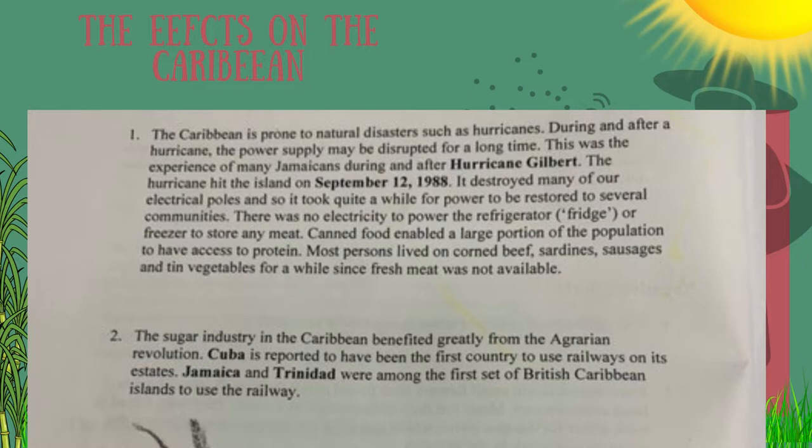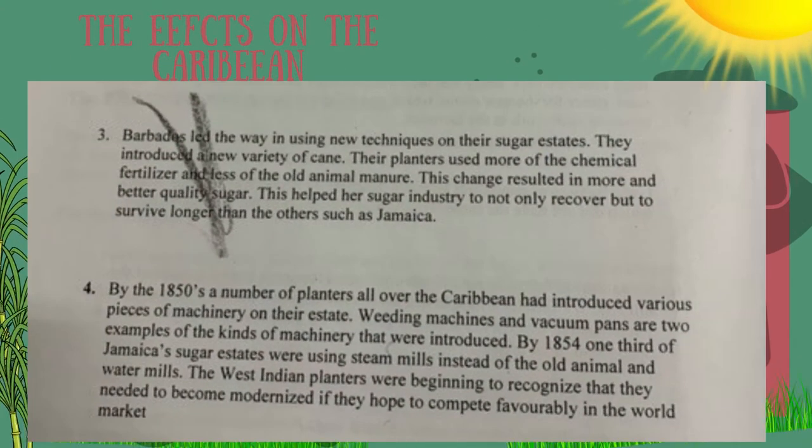Barbados led the way in using new technologies on their sugar estates, and by 1850, the number of planters all over the Caribbean had introduced various pieces of machinery on their estates. Weeding machines and packing plants are two examples of the kinds of machines that were introduced.